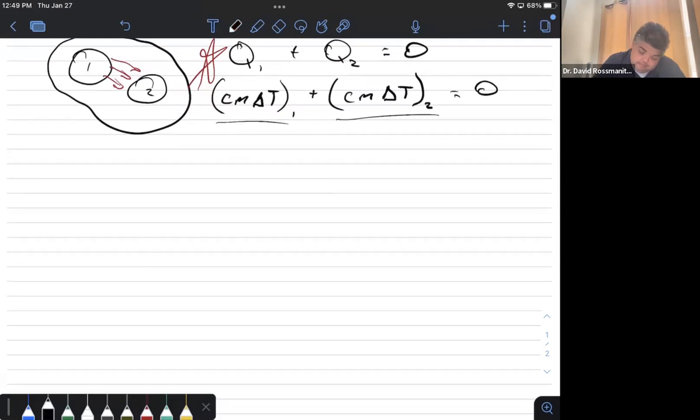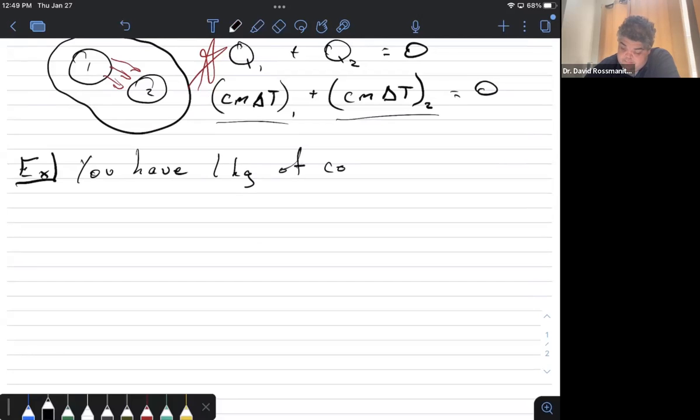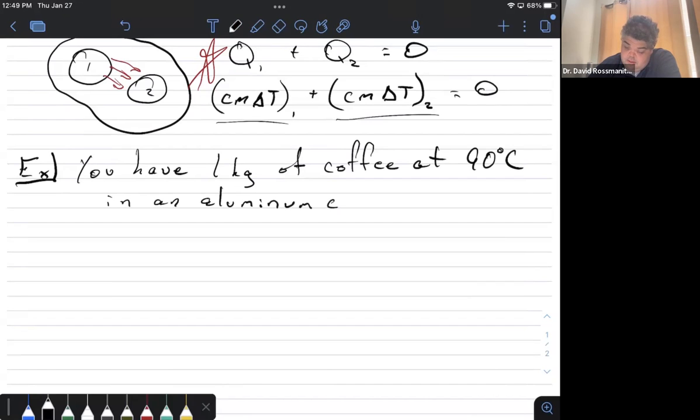So let's do an example. Let's say you have 1 kilogram of coffee at 90 degrees Celsius in an aluminum cup whose mass is 150 grams.